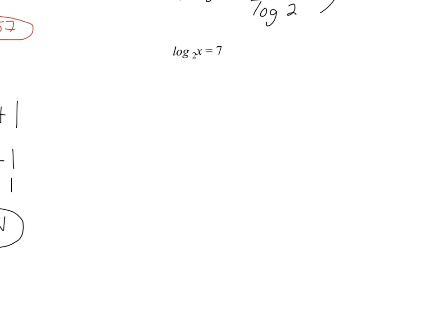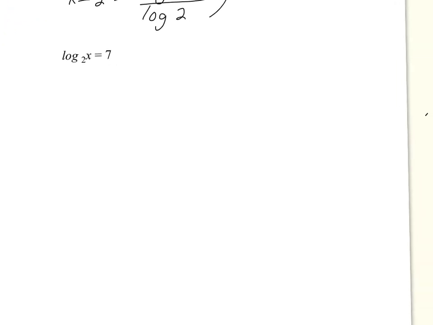Okay, let's look at one more example. So we have log base 2 of x equals 7. If I change this to exponential, I get 2, which was the base of the log, to the 7th, because that's what's by itself, would equal x. So in this case, the x goes by itself right away. We're just left with 2 to the 7th. So 2 times 2, 7 times, is 128.